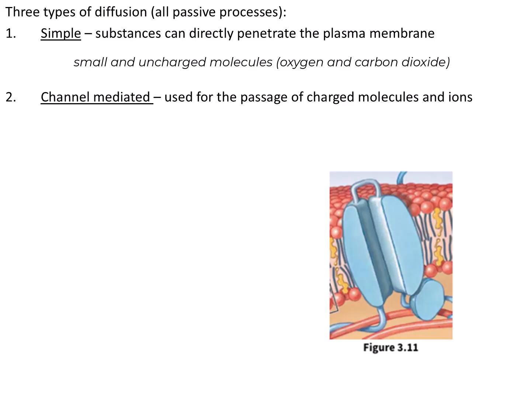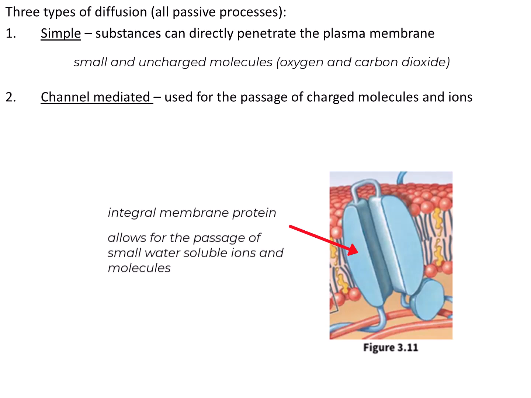Channel-mediated diffusion requires an integral membrane protein which acts like a channel, allowing the passage of small soluble molecules and ions. I like to think of channel-mediated diffusion like a tunnel through the plasma membrane. This tunnel is open and specific for certain substances. For example, there is a tunnel for sodium ions, and there would be another tunnel for potassium ions. These channels or tunnels allow charged ions to move down their concentration gradient.